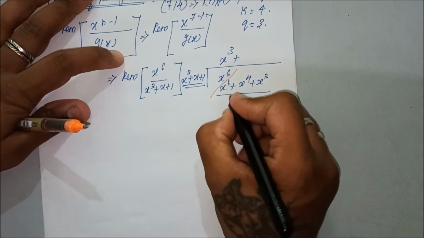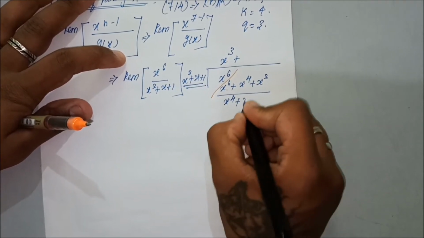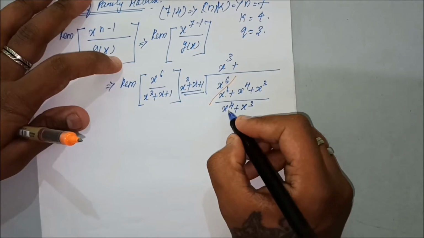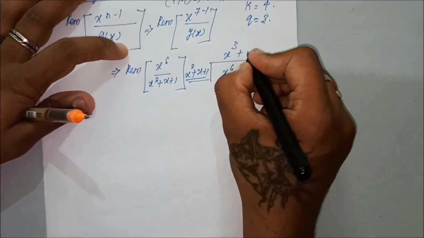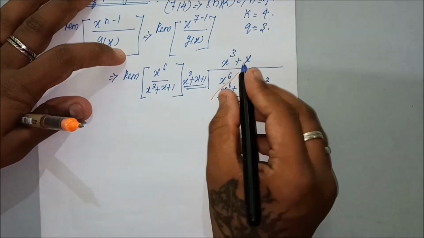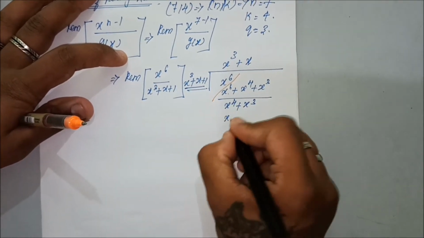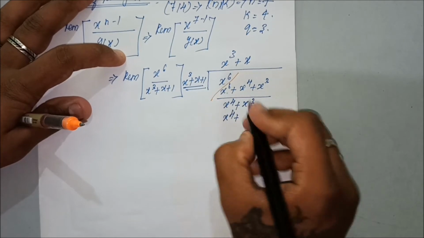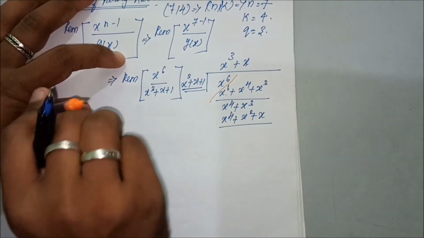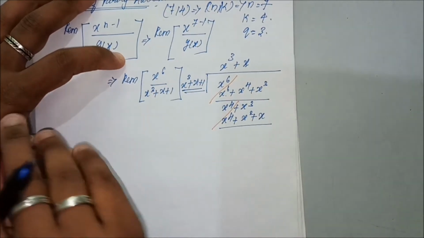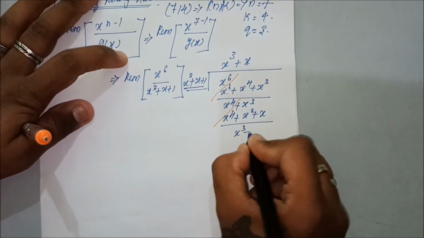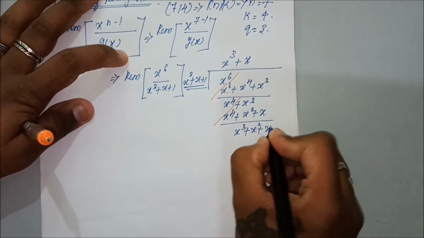So what is the remainder? The remainder is x^4 + x^3. I want to get x^4 over here, so for that I want to multiply this equation by x. Isn't that correct? Yes it is. So x times x^3 is x^4, plus x times x is x^2, plus x times 1 is x. This x^4 and x^4 will get cancelled, so the remainder will be x^3 + x^2 + x.